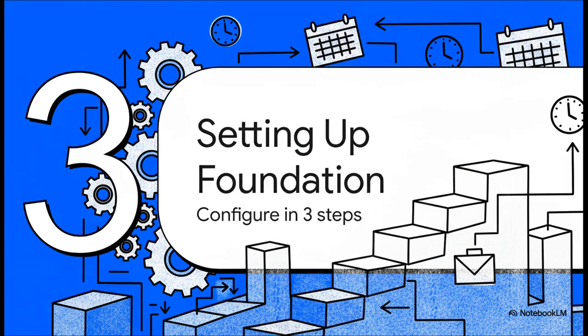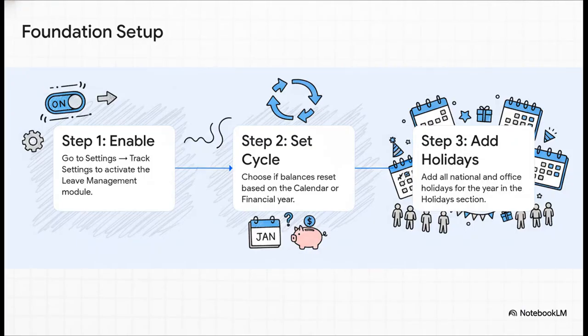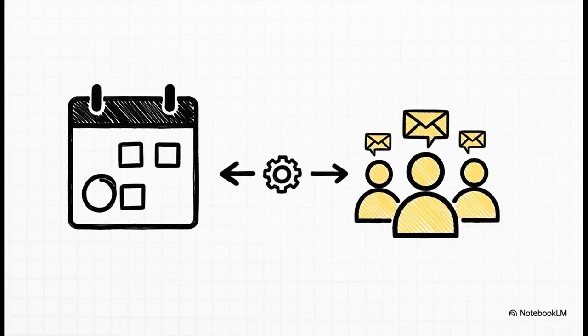And getting started is way simpler than you might think. Seriously, we're going to break down the initial setup into just 3 basic steps. This is all about laying the groundwork so the whole system can run smoothly and automatically. It really is this straightforward. First, you literally just flip a switch to turn the feature on. Next, and this is super important for accuracy, you tell the system when your leave year resets. Does it follow the calendar year, or is it tied to your financial year? You choose. And finally, you plug in all your company holidays for the year, which, as you're about to see, is pretty cool.